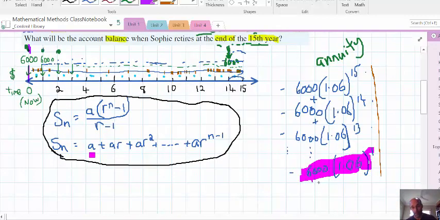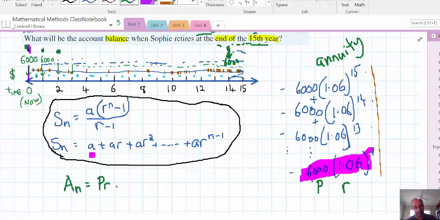So what is that starting value? It's the principal times the rate. And the rate is to the power 1, so we can just say it's principal times the rate.